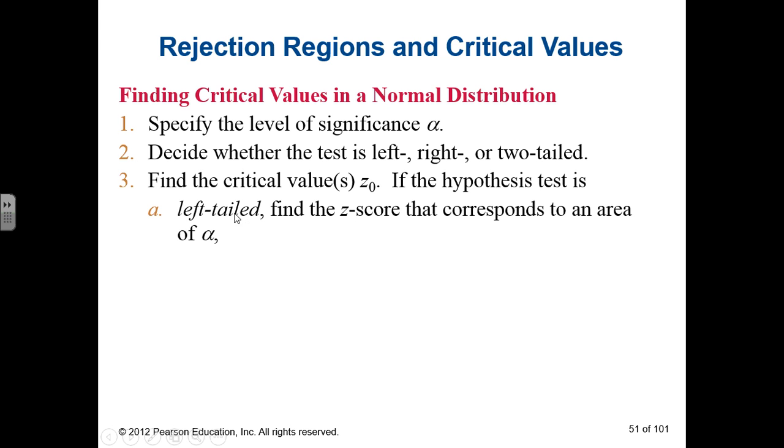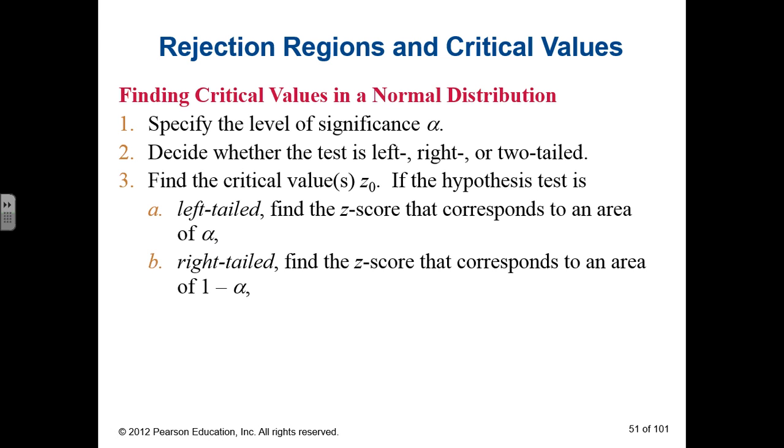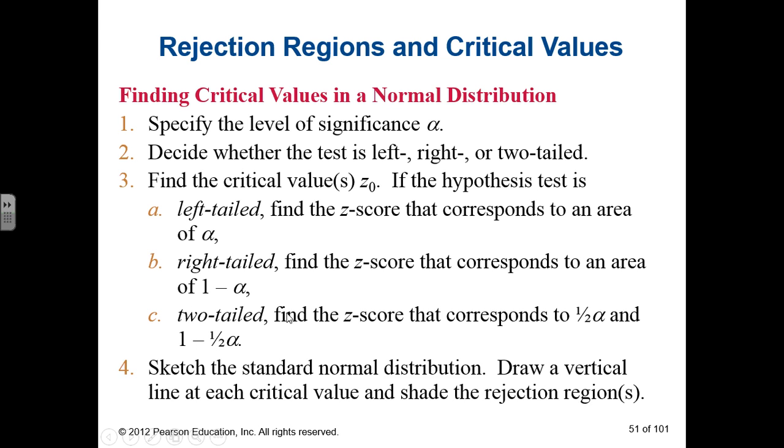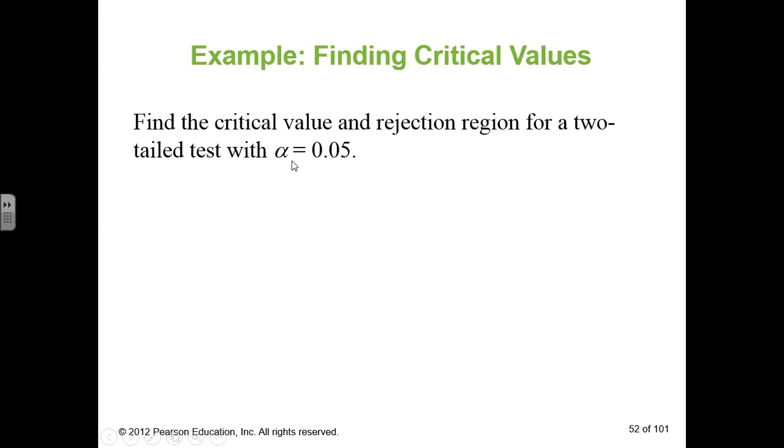Now remember, what we're doing is what we learned in section 5.3. We're going to be given the probability, we're going to be given the area shaded, and in a left-tailed test we find the z-score that corresponds to that area of alpha. For a right-tailed test, we're going to find the z-score that corresponds to an area of 1 minus alpha. And for a two-tailed test, remember it's split half and half, so we split half of alpha on either side. Sketch the standard normal distribution, then find the critical values. Sounds much more complicated than it really is, so let's look at an example to see.